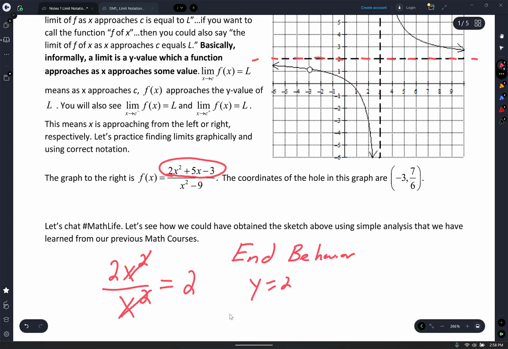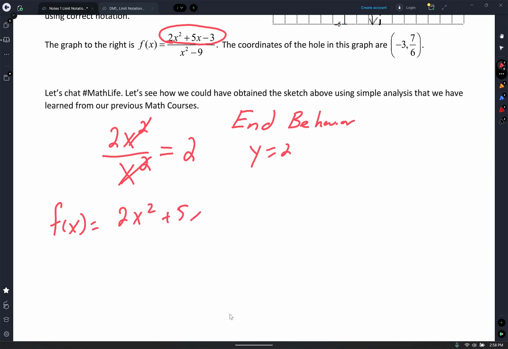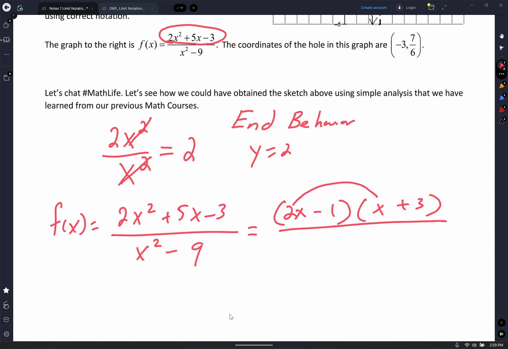All right, now what about this vertical asymptote at positive 3? Well, check it out. I'm going to write it like this: 2x squared plus 5x minus 3 over x squared minus 9. This 2x squared plus 5x minus 3 factors out. Hopefully we remember, and it's okay if we don't. I think it's 2x minus 1 and then x plus 3. Let's see if it works. 2x times x, that's 2x squared. 2x times 3, that's 6x, minus 1x, that's 5x. And then negative 1 times positive 3, negative 3. Perfect. And then the bottom is the difference of squares.